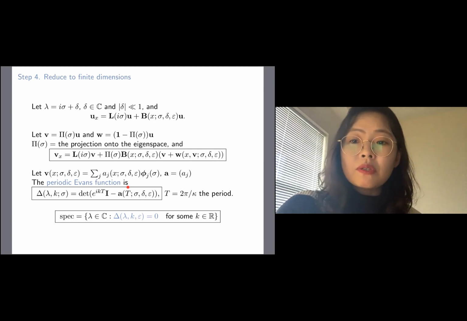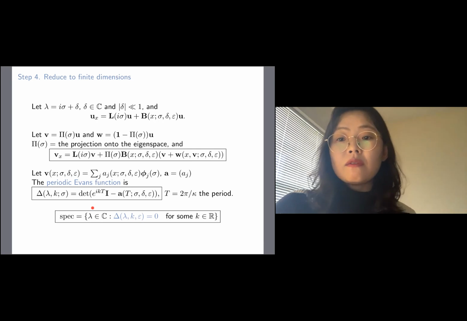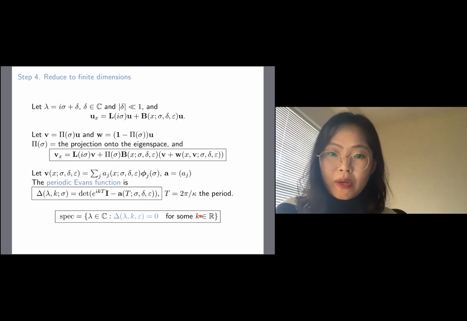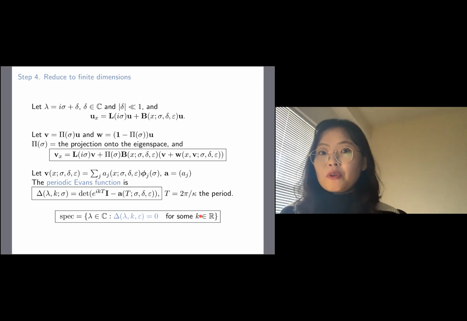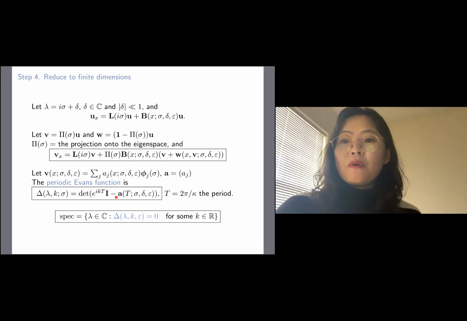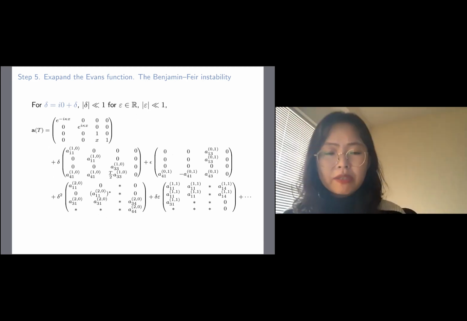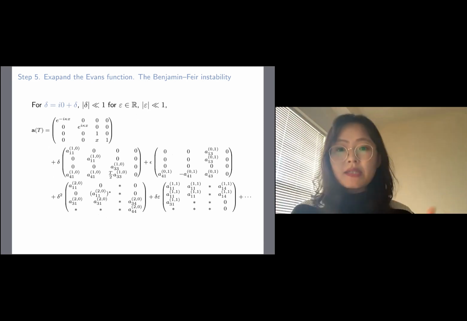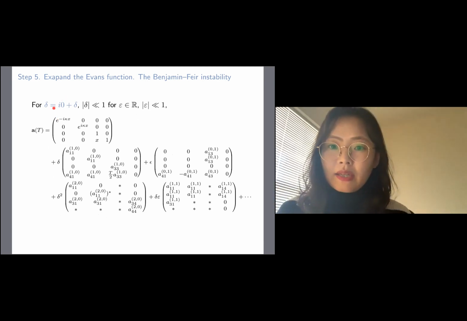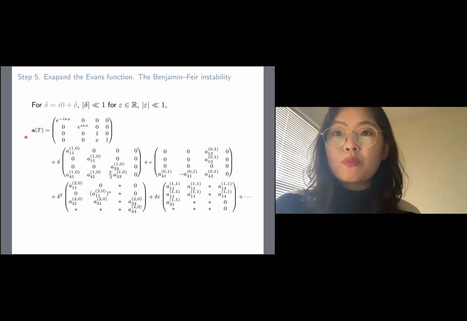The spectrum of the Stokes wave problem consists of the lambda for which this determinant becomes 0 for some Floquet parameter k. My effort goes to computing explicitly this monodromy matrix A, for sigma near 0, which means the Benjamin-Feir instability. I deal with 4x4 matrices because my eigenspace is 4-dimensional. My center point of the spectrum is 0, and I make a power series expansion of this monodromy matrix with respect to the spectral parameter delta and the small amplitude parameter epsilon.